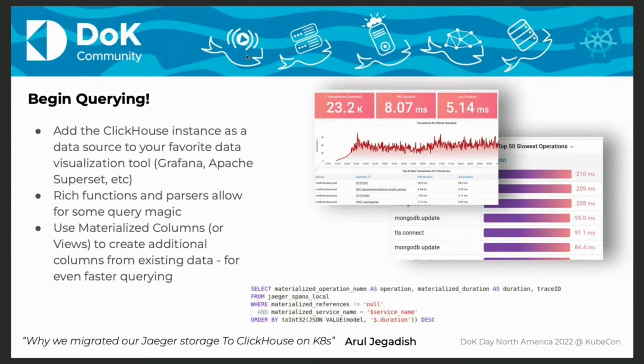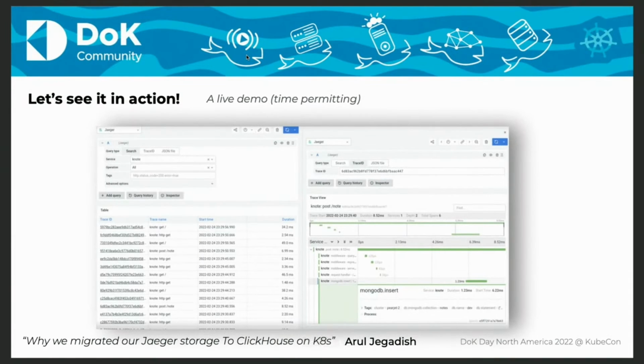In our case, with respect to Jaeger, Jaeger's data model was pretty flat. It wasn't really optimized for querying. So we used ClickHouse materialized columns to create a few more materialized columns, which made it easy for us to query the data as well as improved our query performance. Next slide, please.